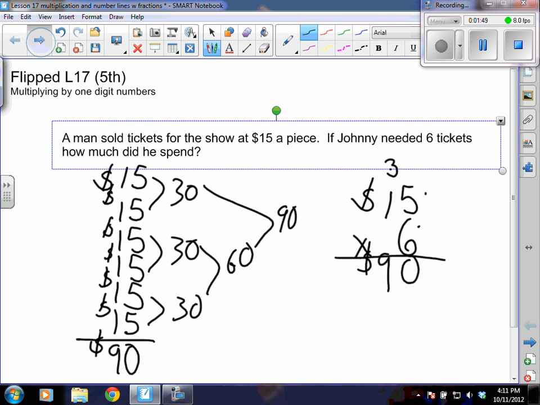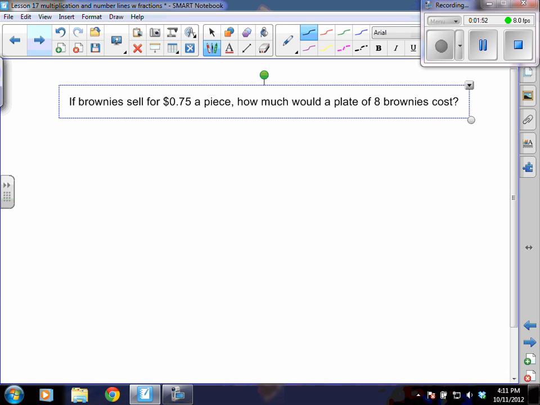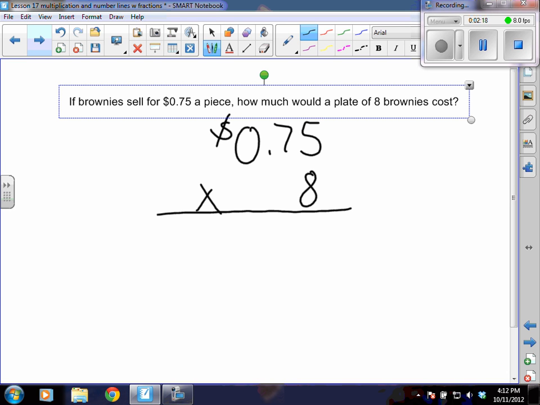We want to continue looking at this idea and really get a good understanding of how multiplication can better serve us in a problem like this. Our next problem says, if brownies sell for 75 cents a piece, how much would a plate of 8 brownies cost? And so if it's 75 cents for 1, and we want to buy a plate that has 8 on, we have a simple problem like this.